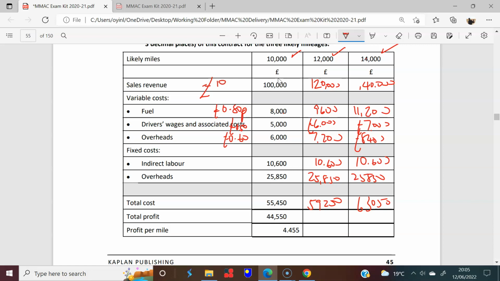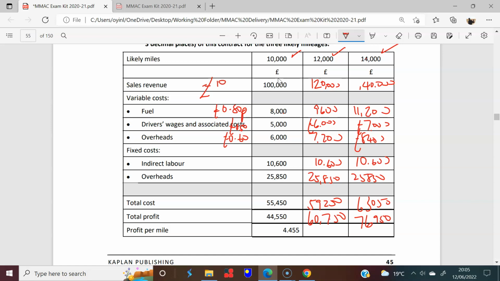It doesn't really matter which one we do first. Let's take this away from the 140,000, and that's 76,950. And we do exactly the same thing here. 120,000 minus the 59,250 is 60,750. So now we have the profit, so we can now find the profit per mile.